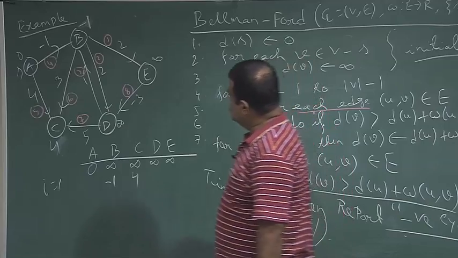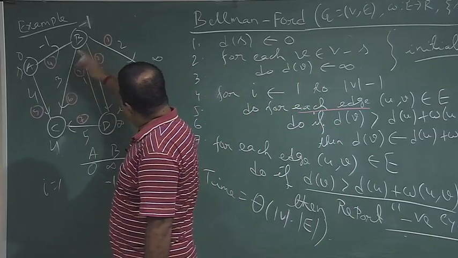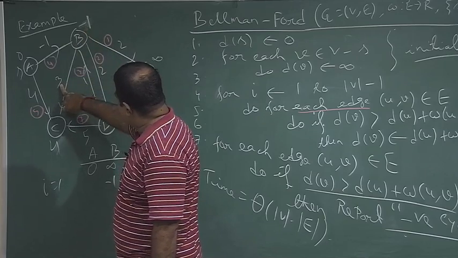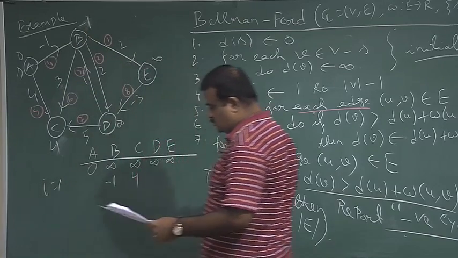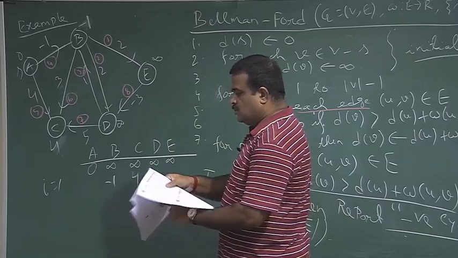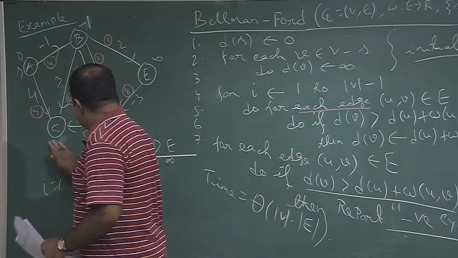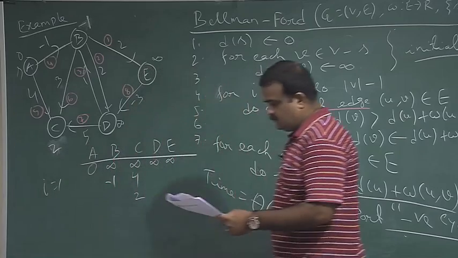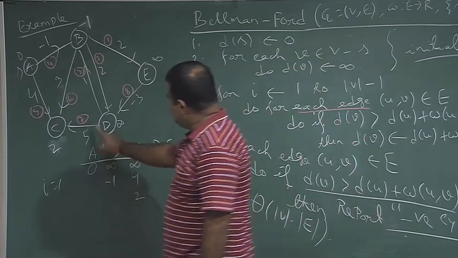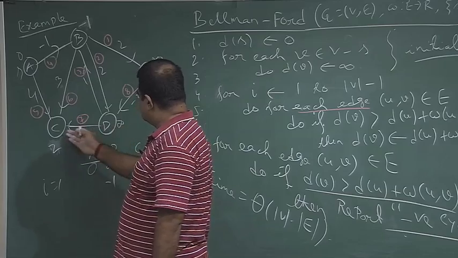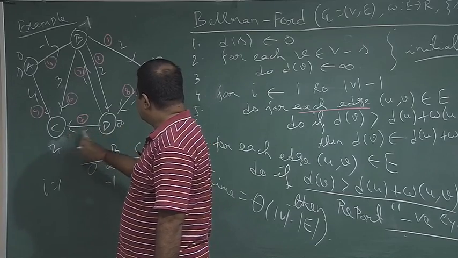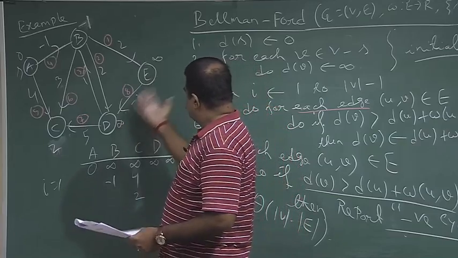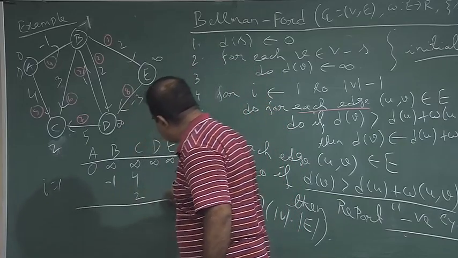Then edge number 6, we can try to see that. This is minus 1, then plus 3, so this is 2. So 4 will now change to 2. Then edge number 7, this is u, this is v, so no change. Edge number 8, both are infinity, no change. So that is for i equal to 1.